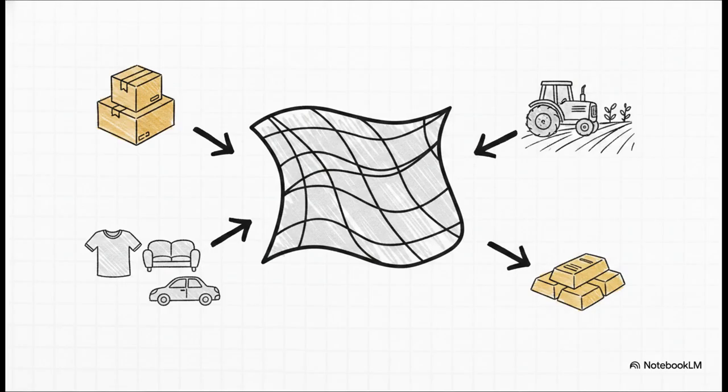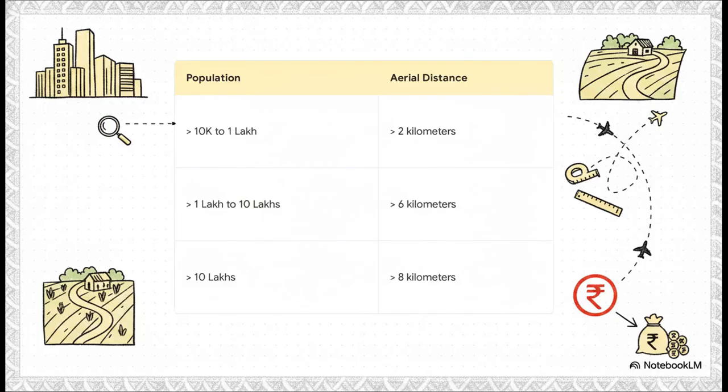Second, personal effects are excluded. That means movable property held for your personal use, like your clothes, your living room furniture, your personal car, those are not capital assets. And finally, certain specified government gold bonds and rural agricultural land are completely exempt from this definition too. But wait, how exactly does the taxman define rural? Well, our source provides this highly specific mathematical definition.